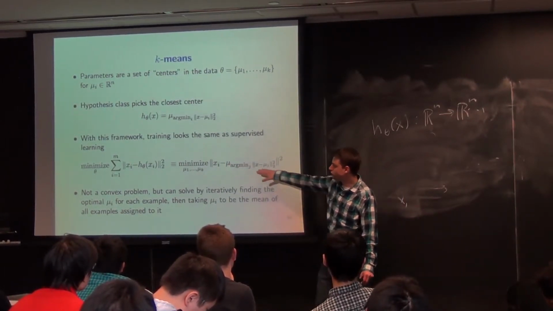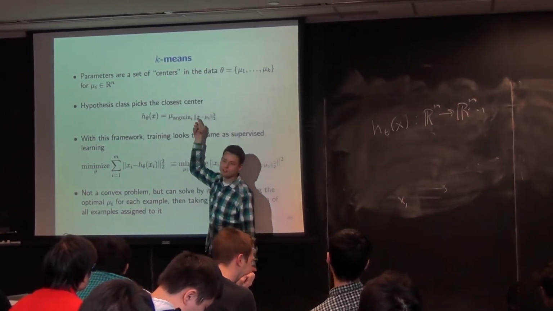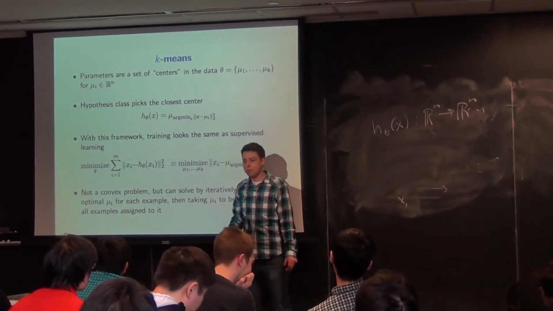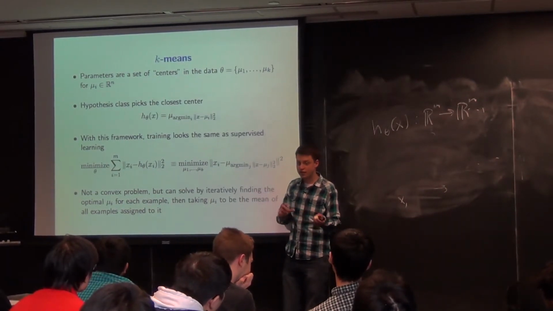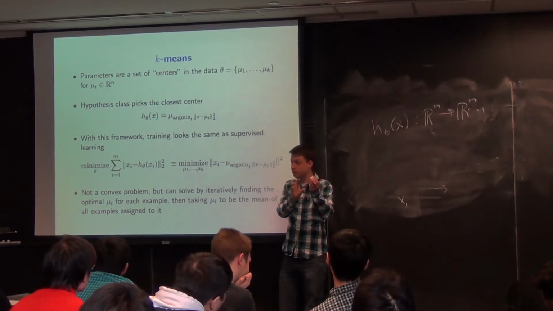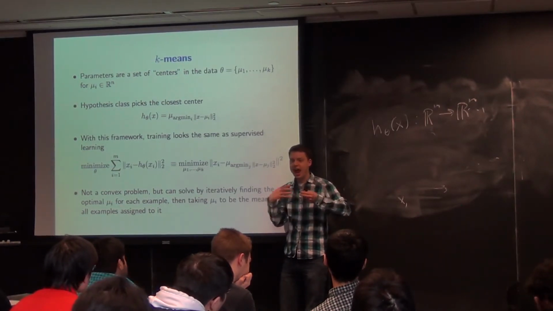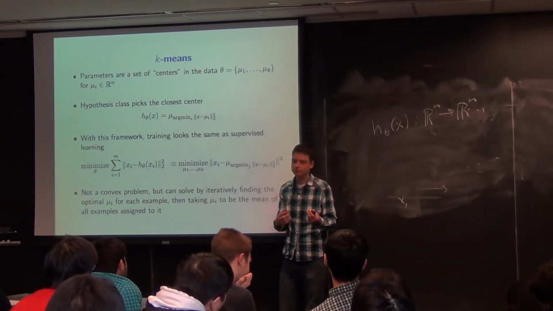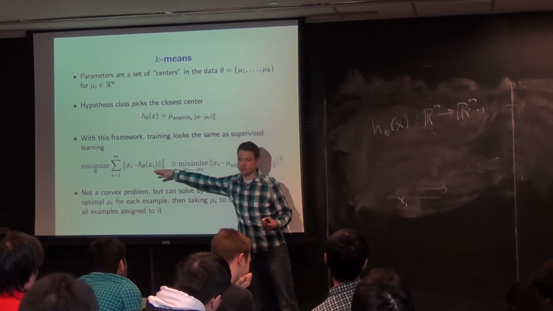Now, this here, turns out, is not a convex problem. This argmin here makes it non-convex. But you can solve it with a form of alternating minimization, where you first assign all the examples to their closest mean, and then reassign the means as the average of all the points that are assigned to it. It's a very simple algorithm, and it approximately minimizes this objective here.